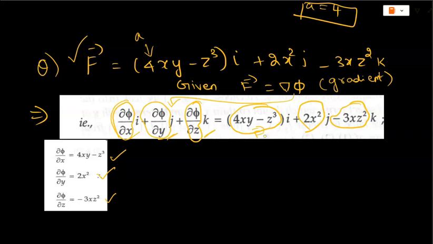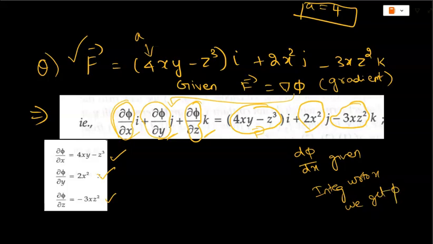From these, we want phi. How do we get it? If it's a normal dphi by dx that is given, then we integrate with respect to x and we will get phi. But this is not a normal differentiation. When we integrate with respect to x, we'll add a function instead of a constant c. Here, in the first line, we have to integrate with respect to x, since the denominator is x. Second line, integrate with respect to y.